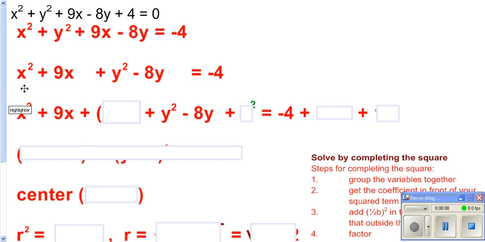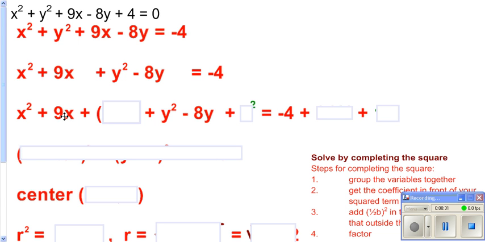So go ahead and complete that with this one here. The first thing you want to do is to get the variables by themselves, so you've got to take your plus 4 to the other side. And you want to group your x's together, so your x squared and your 9x I'm going to put together. My y squared and my minus 8y I'll put together.